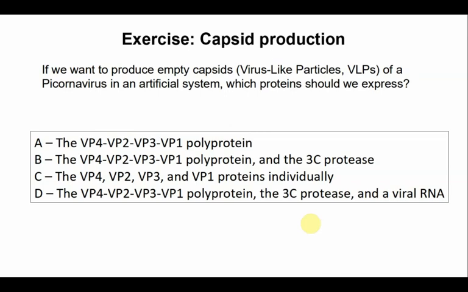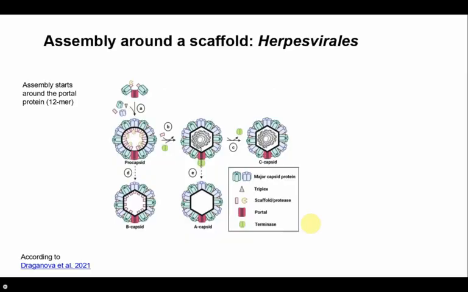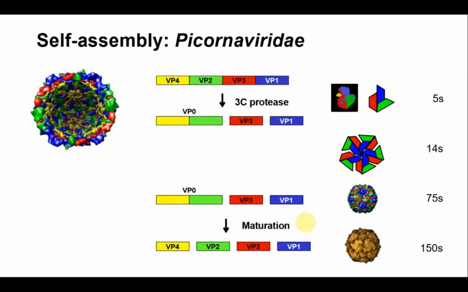So that leaves B and D. Do you really need the RNA or not? So you need the RNA to get an infectious particle because otherwise you've got no genome in there. But if you just got the protease, you can at least get to this stage. So you can get to a kind of particle that hopefully is quite stable. Well, might not be fully stable until you get the last maturation step.